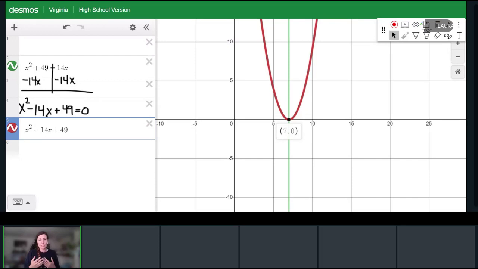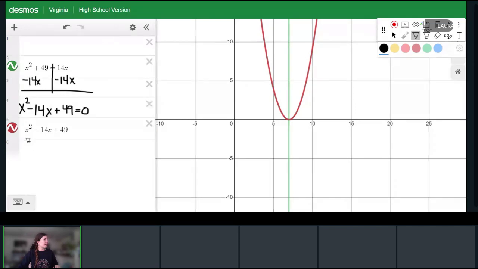This solution actually occurs twice. We say it has a multiplicity of 2, but we just say that the solution is x equals 7. That's all. This is actually what's called a perfect square trinomial. If we think about how this is factored, it's factored as x minus 7, x minus 7. So the same factor occurs twice. x minus 7 occurs twice, and therefore positive 7 is our solution. We only have one solution.